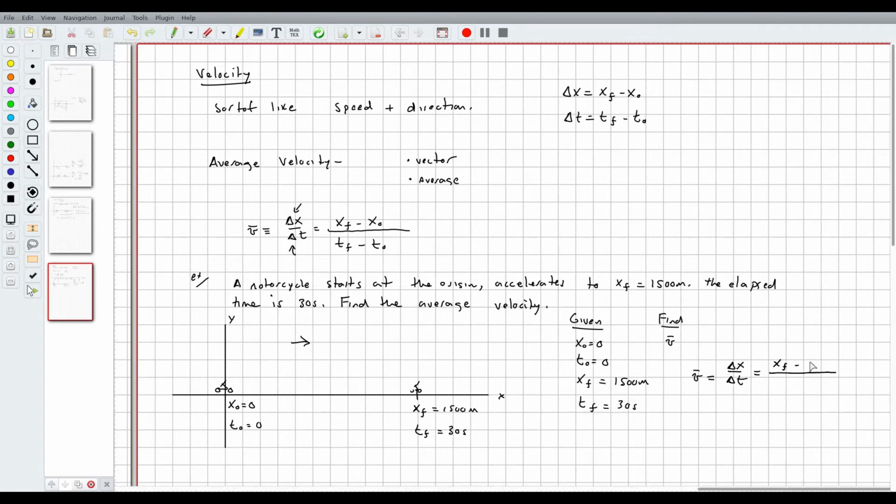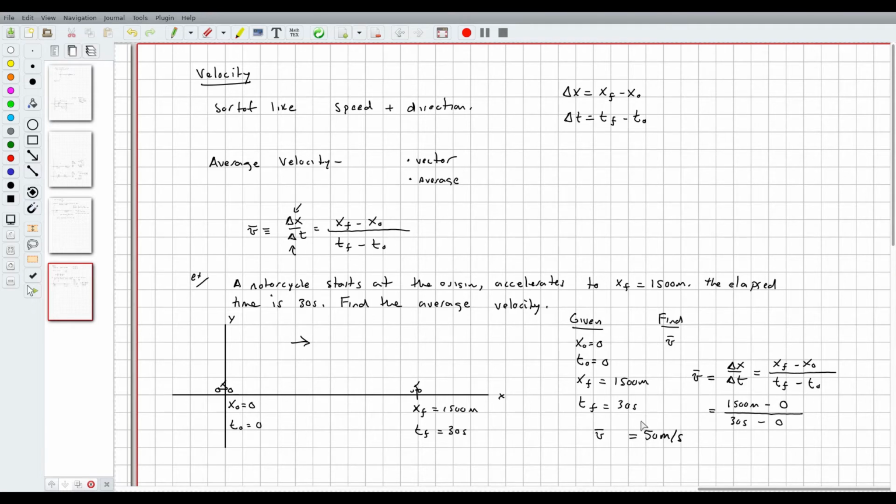Where you end up minus where you started, over what your watch says when you end up there minus what your watch said when it started. XF is 1,500 meters. X naught is the origin at 0. TF is 30 seconds, and your watch started with 0. Here, your average velocity is going to be 1,500 divided by 30, or 50 meters per second.